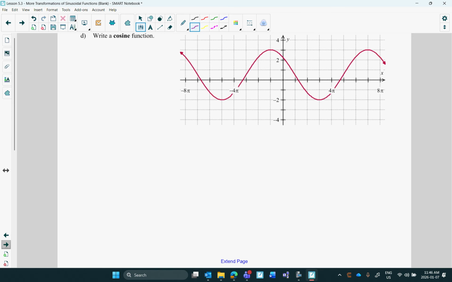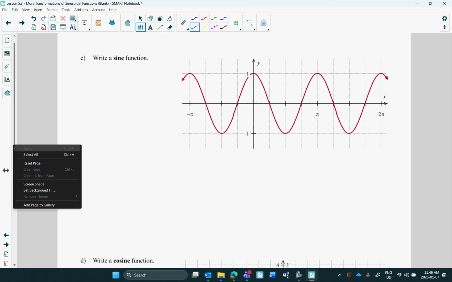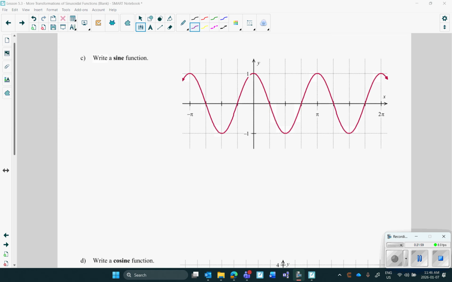I would like you to try this one. It's a little bit different. So pretty straightforward. 1 plus minus 1 over 2 is 0. Amplitude is 1.